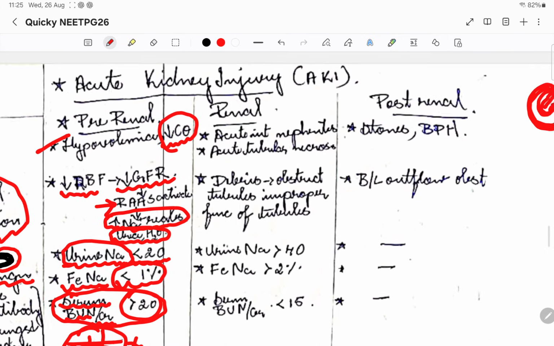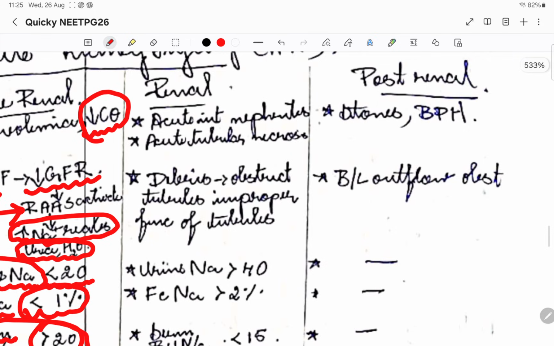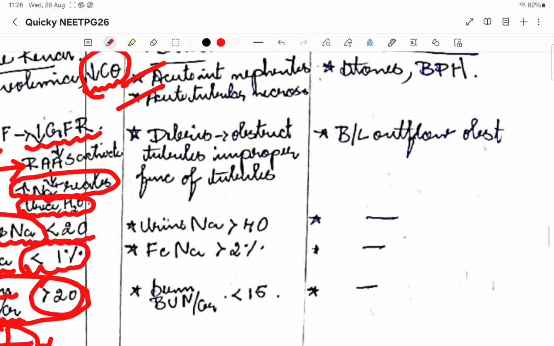Okay, then coming to renal AKI, it happens because of two main reasons, that is acute interstitial nephritis or acute tubular necrosis. Okay, so we'll talk more about this down. Basically what happens is, in both of these there is debris which is obstructing the tubule from its proper function, right? So debris is not letting proper filtration happen.